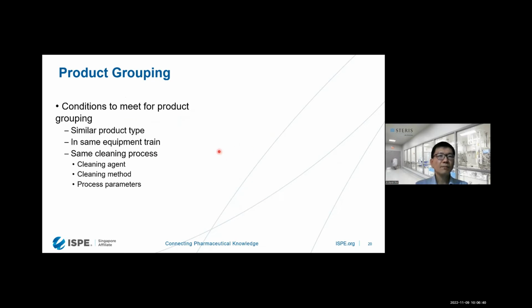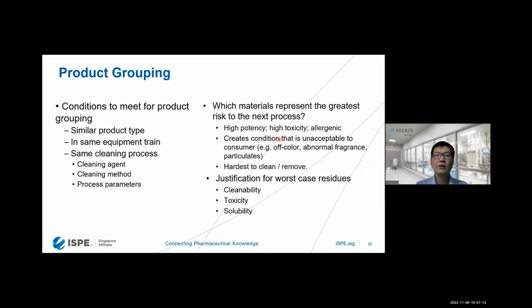Product grouping, especially for multi-product facilities, you need to select the representative products for the cleaning validation. So typically the conditions for product grouping need to be similar product type in the same equipment train, and must have the same cleaning process, using the same cleaning detergent, cleaning methods, and process parameters. So it must be the same cleaning process. Then you can group the products together and select the representative products for the cleaning validation.